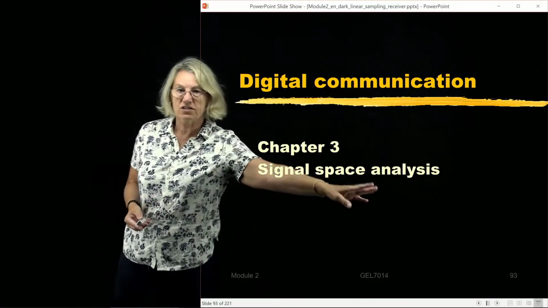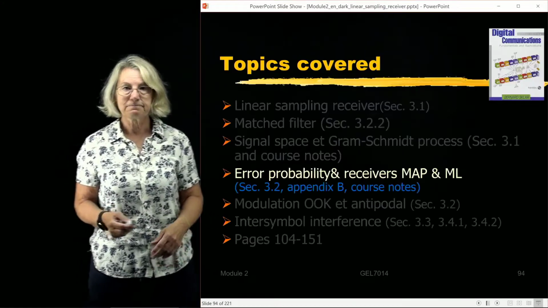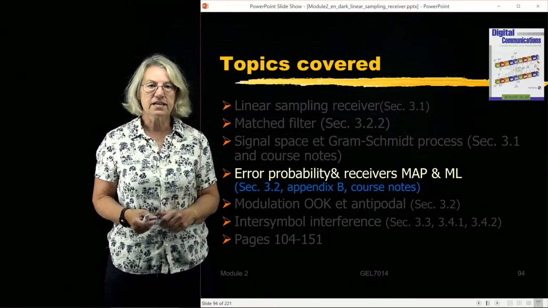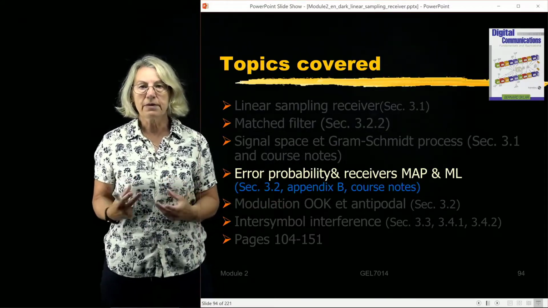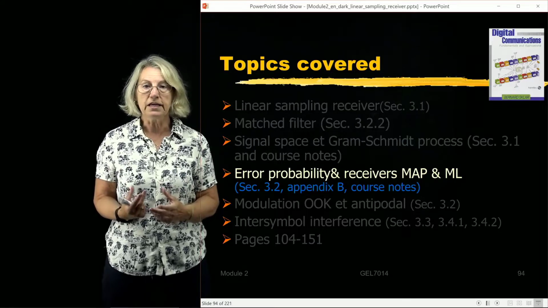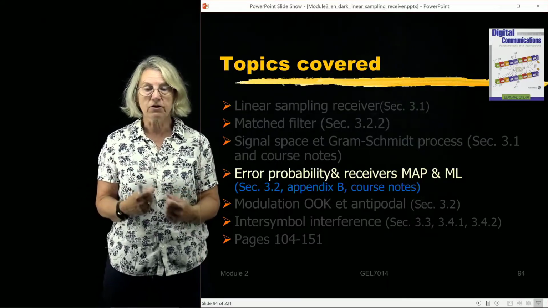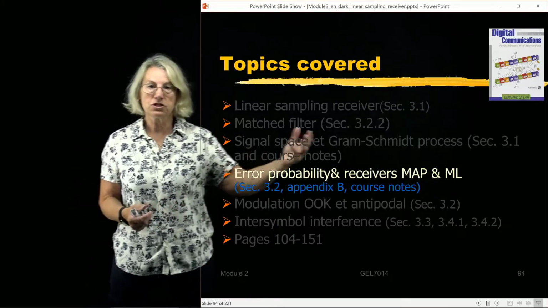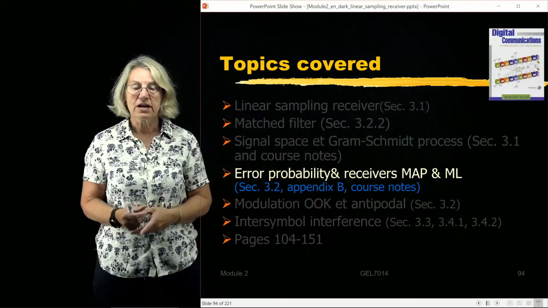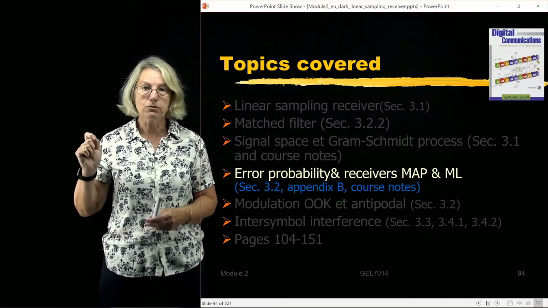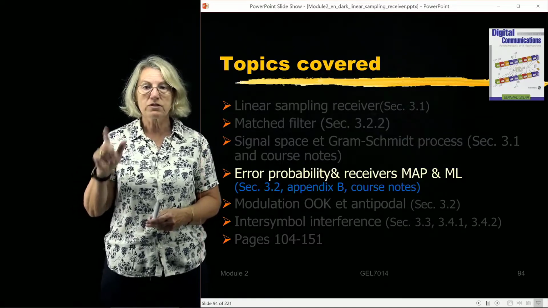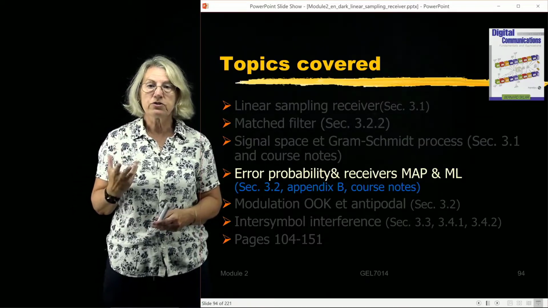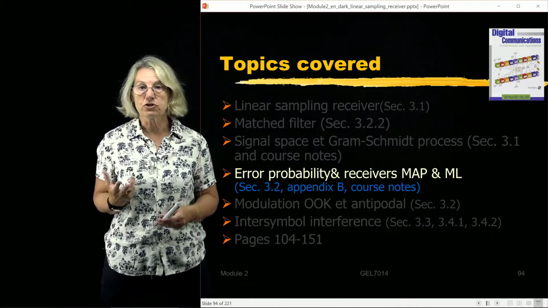So this is our signal space analysis. And the analysis is basically an examination of the error probability, determining the bit error rate for a given collection of signal waveforms, and to determine the strategies at the receivers. Remember, the first time I gave you the receiver structure, and now with signal space analysis, we're going to determine what that structure should be.